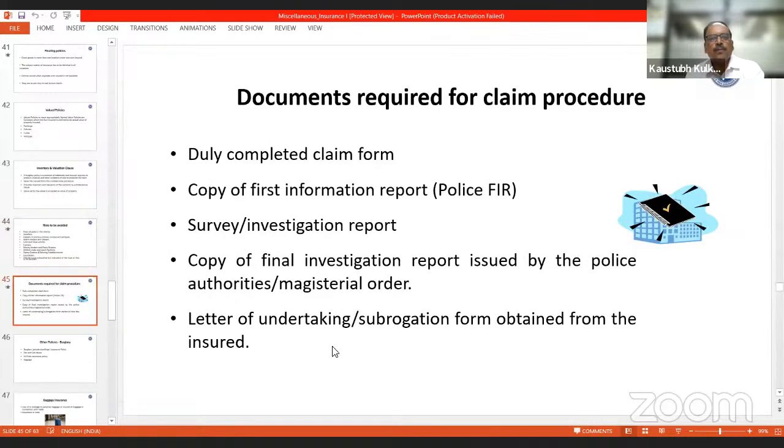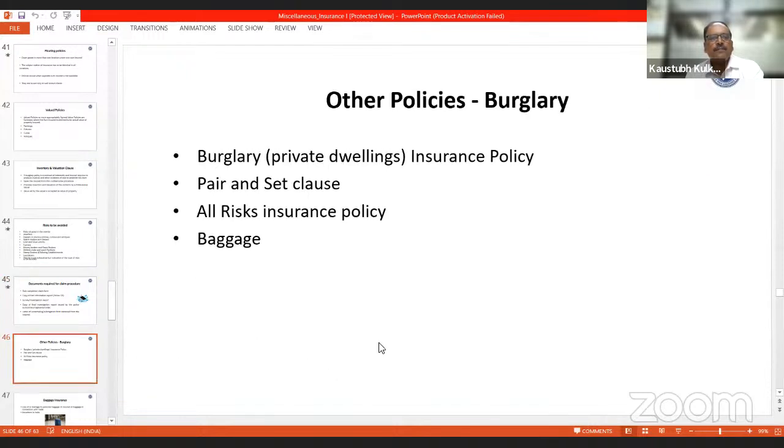Certain documents for claim procedure are the completed claim form, first information report, and final investigation report. The survey or investigation report from the insurer side is also a key and major factor. Then a letter of undertaking, that is subrogation.